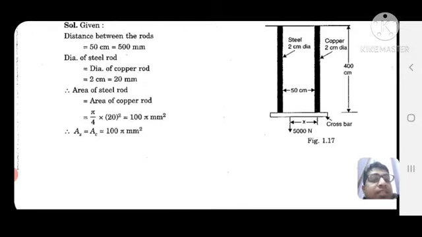Area of steel rod equals area of copper rod, which is equal to pi by 4 into 20 square, that is equal to 100 pi millimeter square. AS is equal to AC is equal to 100 pi millimeter square.